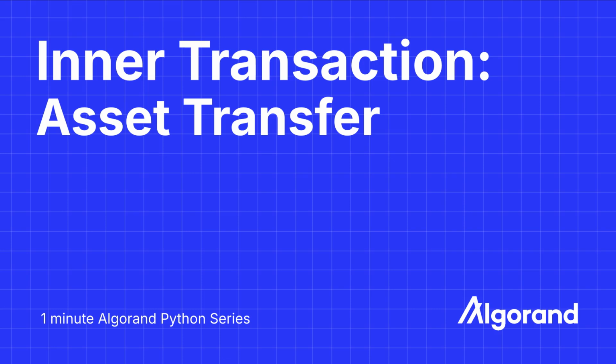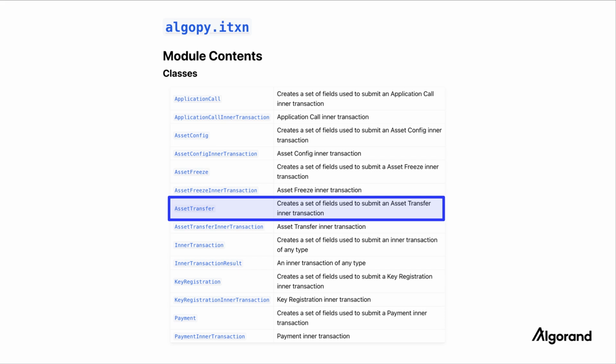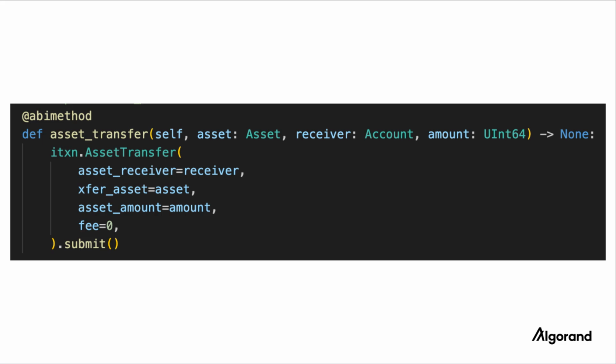Let's learn how to send ASAs from a smart contract using the asset transfer inner transaction. To send an asset transfer inner transaction, you need to use the itxn.assetTransfer class. Here's an example of transferring an asset with inner transaction. To send an asset transfer, first you need to create the asset transfer object and set its fields.